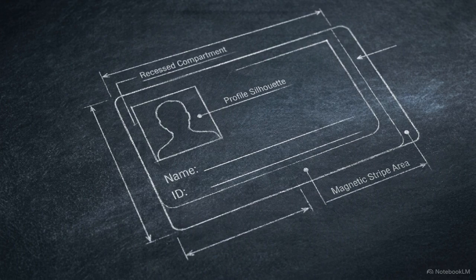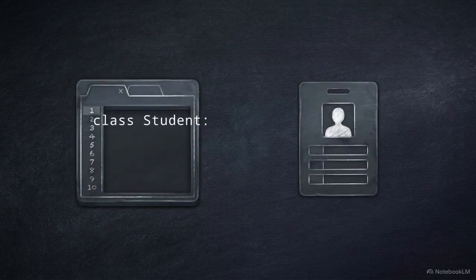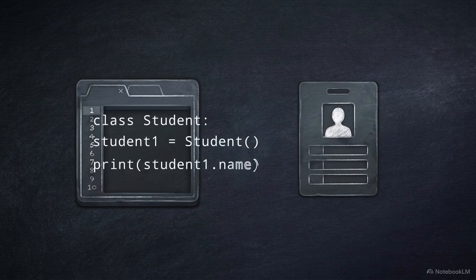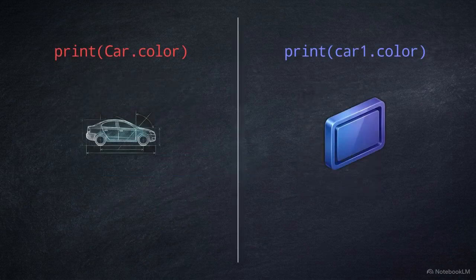Apply this logic to a different example. Imagine building a system to track students, where each student object needs a name. This code block shows the steps. Define the template with class student, create the individual profile with student1 equals student, and then access the name property with student1.name. This comparison highlights a common mistake.